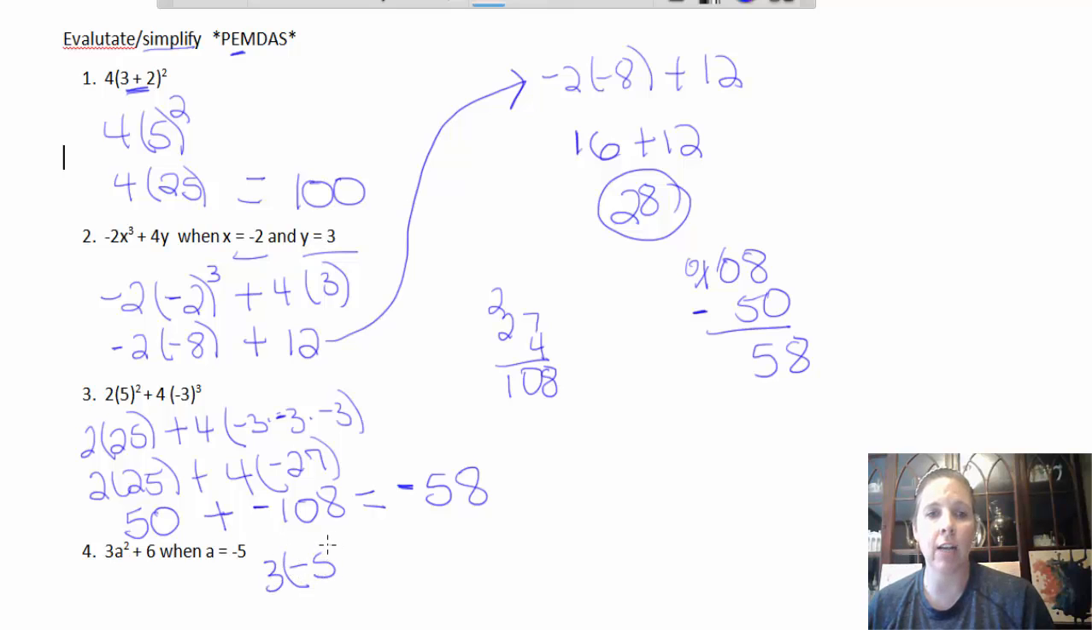Can you guys hear my dog growling at me? He needs to go outside. Negative 5 squared. Here he is. Hey, Norm. Okay, hold on, Norman. I'll let you out. Plus 6.